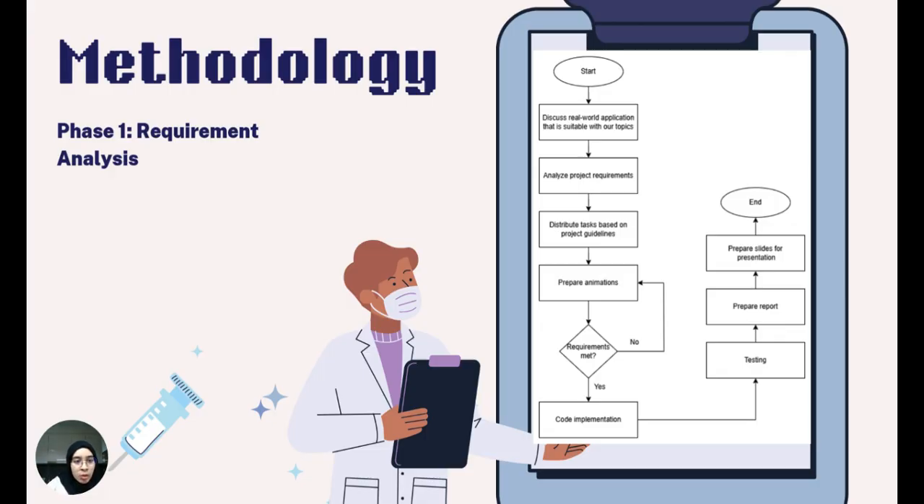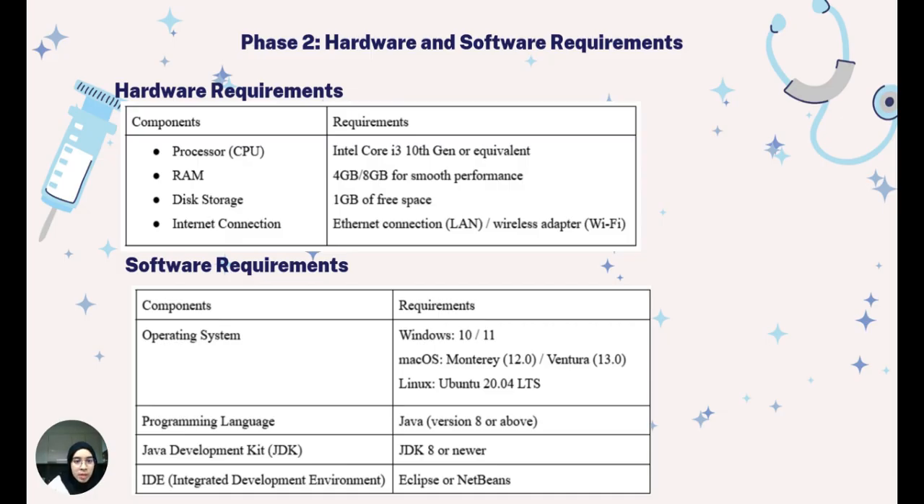So for the methodology, there are 4 phases. Phase 1 is requirement analysis. As you can see, the flowchart is our project management flowchart. Then phase 2 is hardware and software requirements. So there are hardware requirements and software requirements that we need for our proposed system.